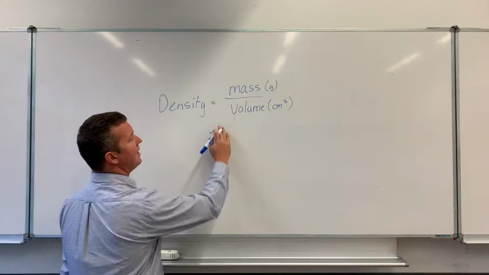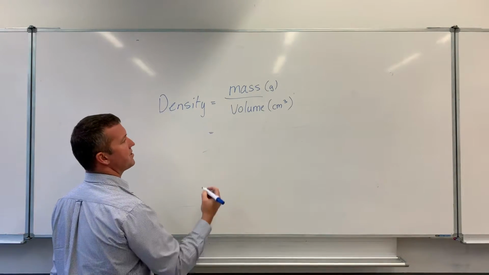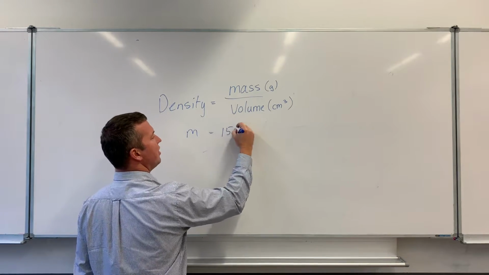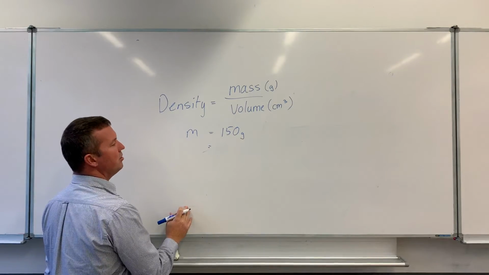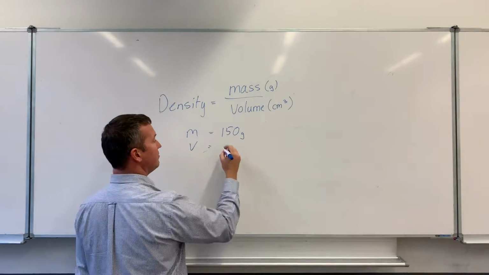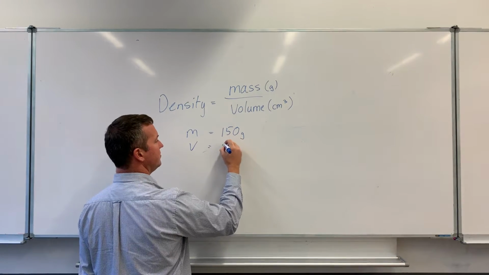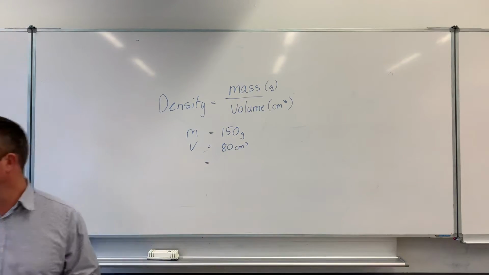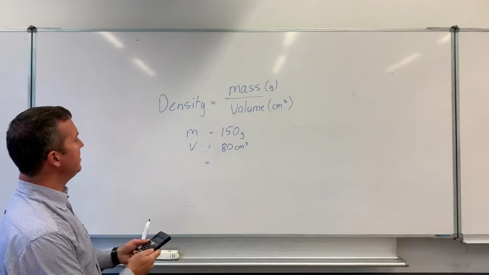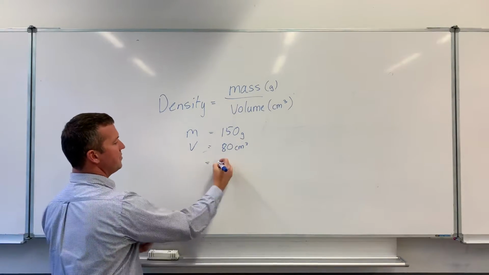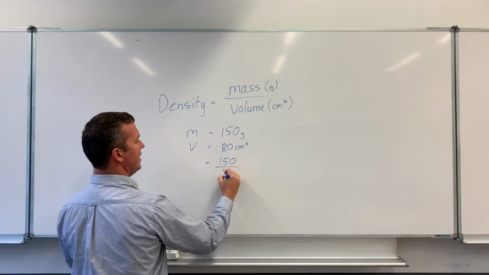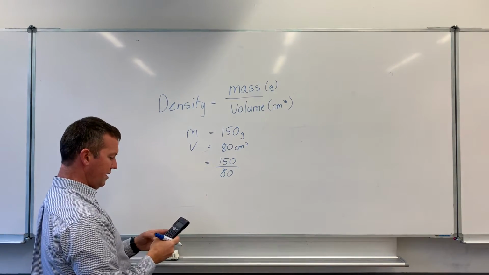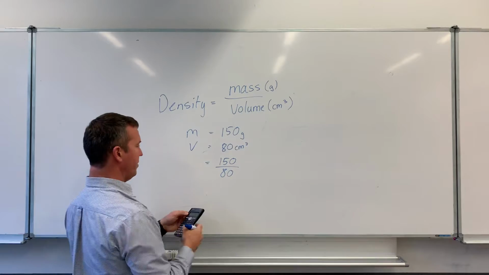So how we would work this out is we'd say, okay, if an object has a mass of, let's say, 150 grams, and my volume, for example, is, let's say, 80 centimeters cubed, then all we do is say mass divided by volume, so it is 150 grams divided by 80 centimeters cubed, and my answer then would be 150 divided by 80.